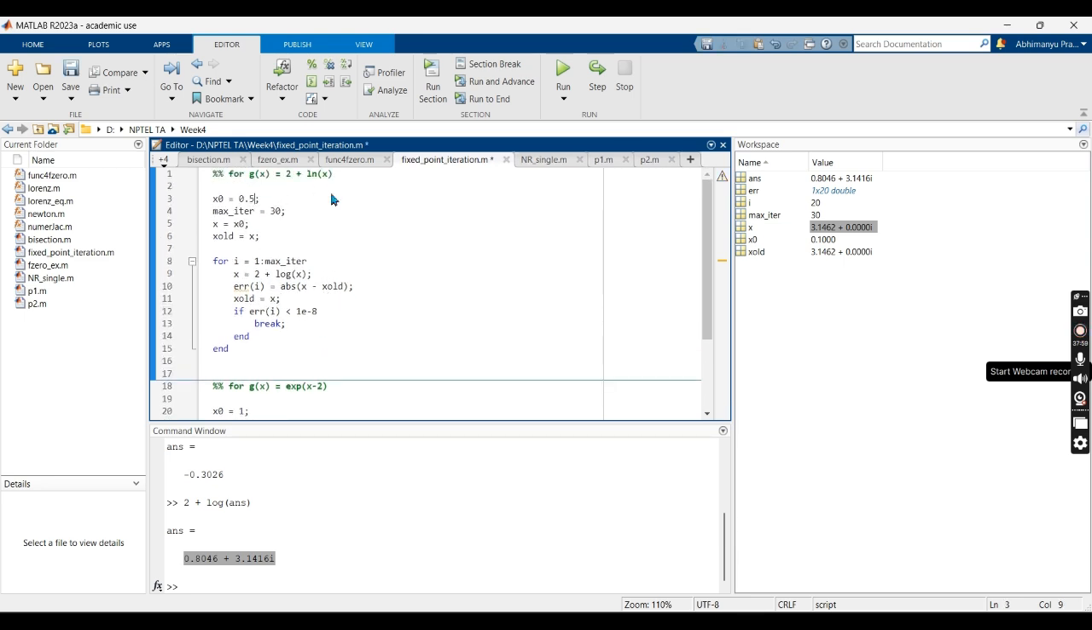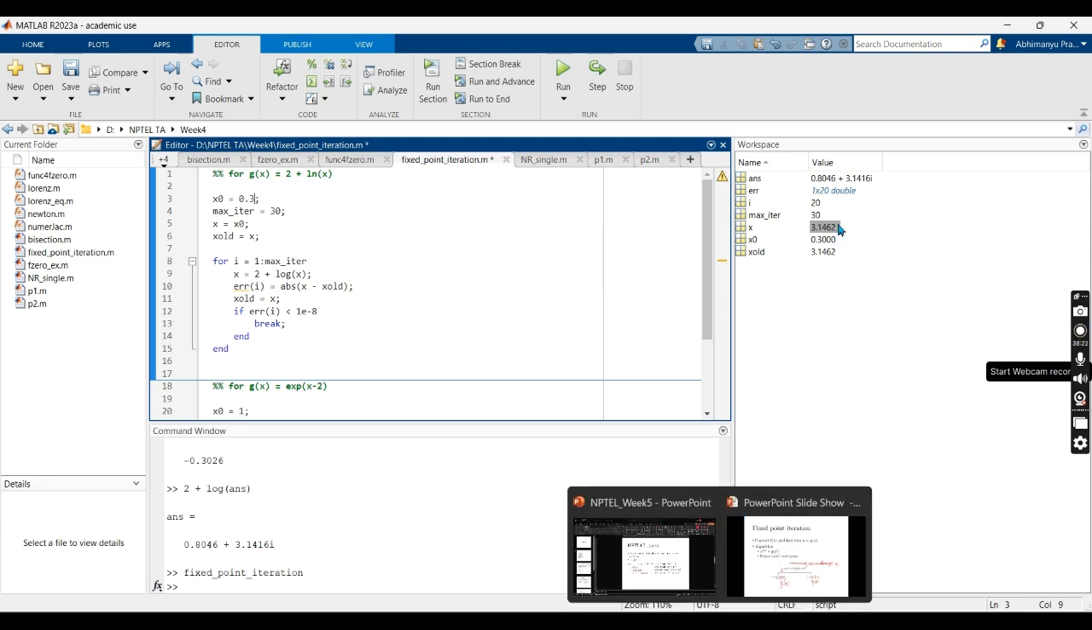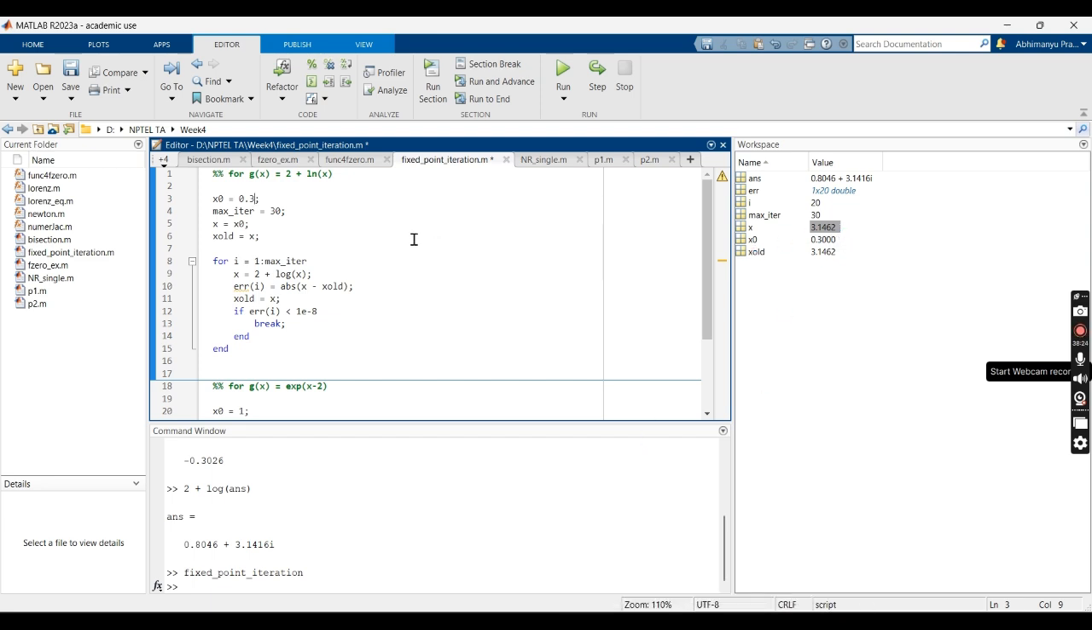So we can see, whatever value we choose, the function will keep converging to the other root. Whatever value I give for this x0, the function will keep converging to the other root 3.1462, right? Yeah, it will keep converging to the other root.